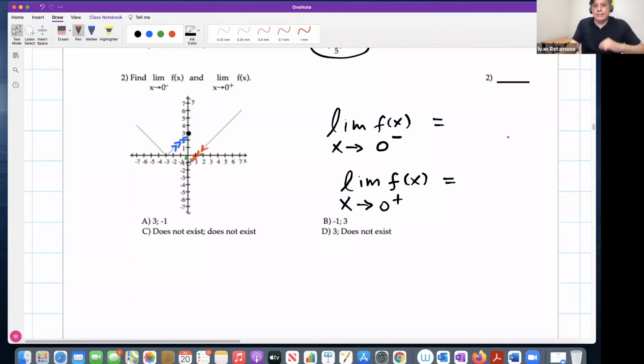Yeah, great. And then the answer. From the left, where are you going? From the right, where are you going? These are called one-sided limits, right? One-sided limits.